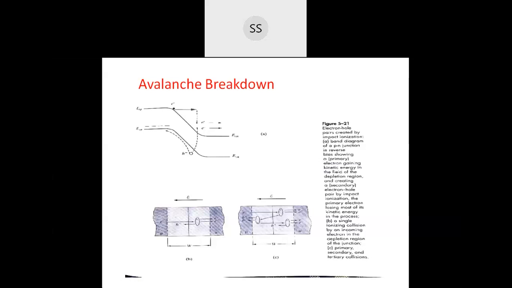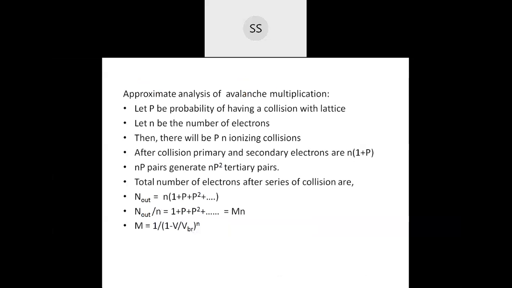So here, one particular analysis is done based on the probability of collision. What is that analysis? This is called an approximate analysis of the avalanche multiplication process. Here we are assuming some notations. Let us assume that capital P is the probability of having a collision within the lattice. It is not that each and every electron must collide. An electron may encounter a collision, and since there is an uncertainty associated with every electron, we get the probability concept. So let P be the probability of having a collision.